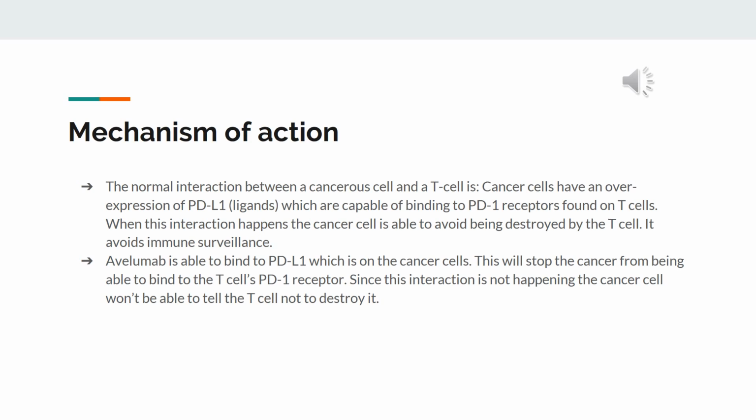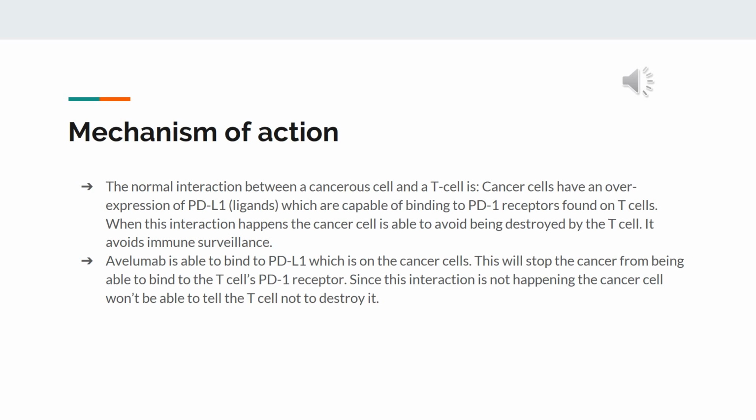So when this interaction happens, the ligand binds to the receptor. The cancer cell is tricking our T cell into thinking that it's not a cancerous cell. This way, the T cell won't want to kill the cancer cell, which we are not in favor of.